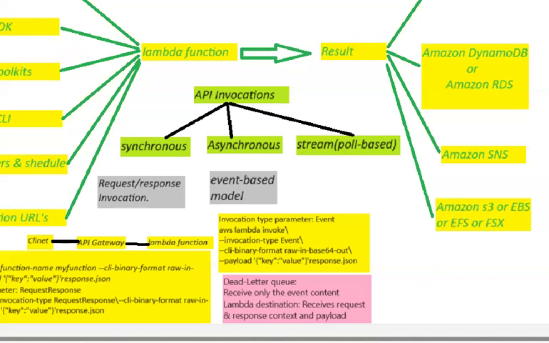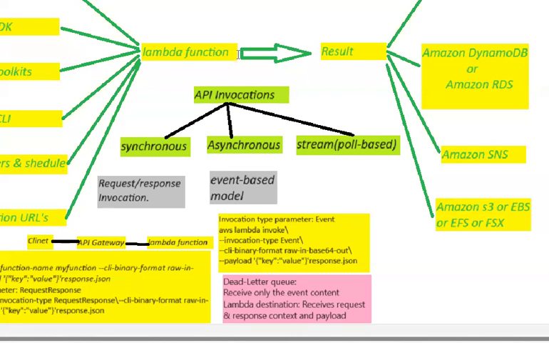Yeah. So when is stream based invocation or poll based invocation used, sir? If you want to process messages from a stream or queue, or if you want to filter the data, then you can use this stream based or poll based invocation. These are the different types of invocation techniques that we use in AWS.